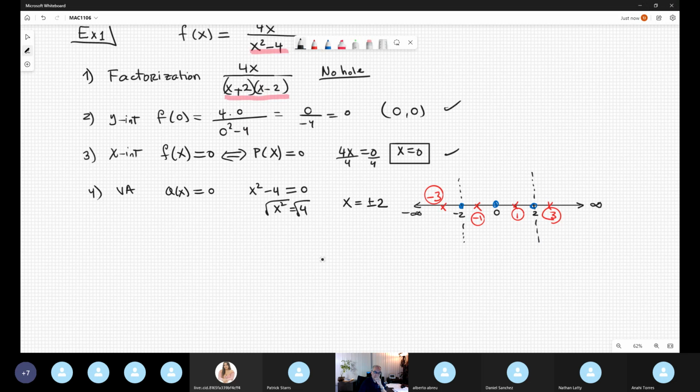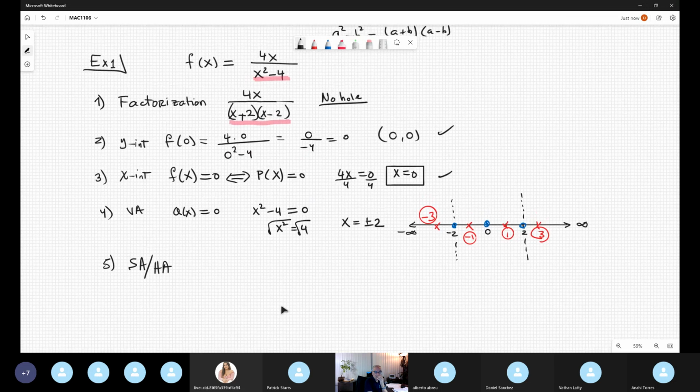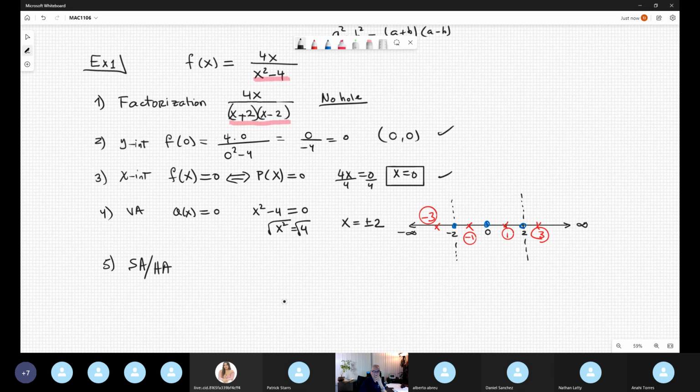Okay, number 5 is slant or horizontal. I need help. Look at the equation. What do you think? Do we have horizontal or slant? Slant? I don't think so. What is the analysis of the degree? I want to copy again: 4x. Guys, you need to remember this idea. What is the degree of the numerator? Degree 1 is 1. And what is the degree of the denominator? Degree 2 is 2. What's going on when the degree of the denominator is bigger than the degree of the numerator?